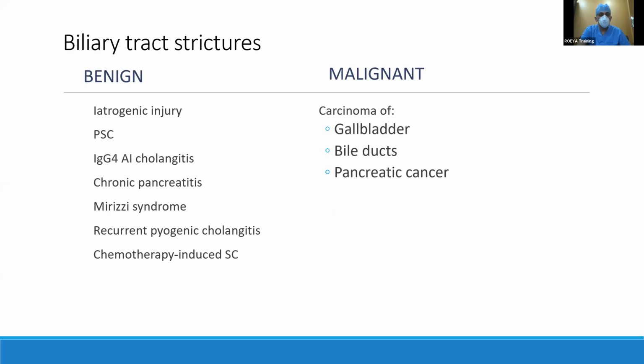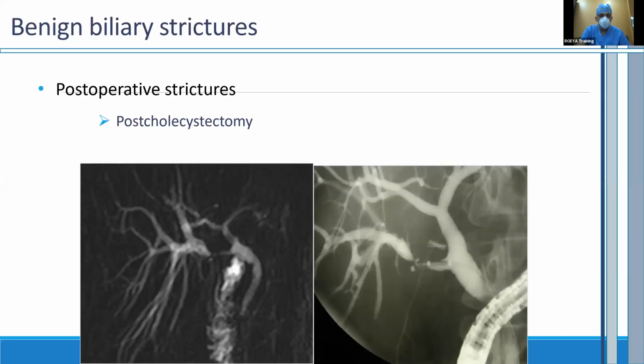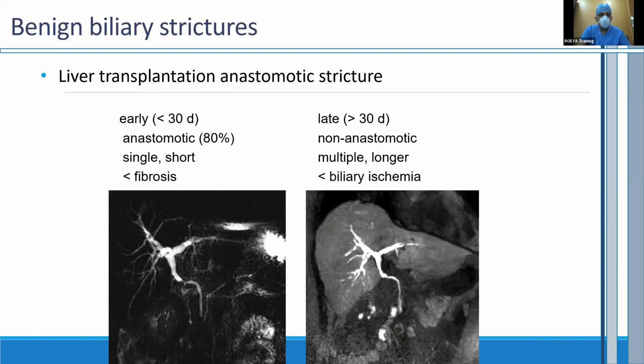Going to the biliary part, for biliary stenting, as you know, we have benign lesions, as you can see, either chronic pancreatitis or iatrogenic or post liver transplantation or post cholecystectomy. And on the other side, we have the malignant, like today, we have the Klatskin tumor, gallbladder cancer, and pancreatic cancer. So this is an example of post cholecystectomy stricture. Another example of liver transplantation.